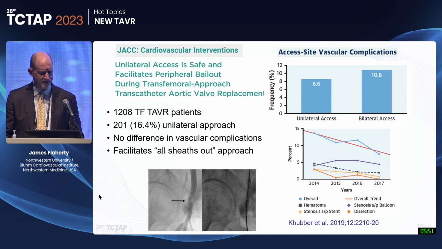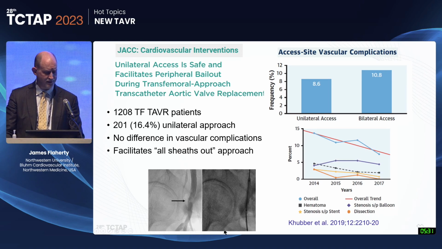This is single-site access. This is a study out of Cleveland Clinic. They took 1,200 patients, and they looked at unilateral access in about a fifth of them. There was no difference in vascular complications. As they got better at it, vascular complications went down. And if there was a problem, the way you do this is you put your pigtail sheath, 5 French, below your TAVR sheath on the same side.